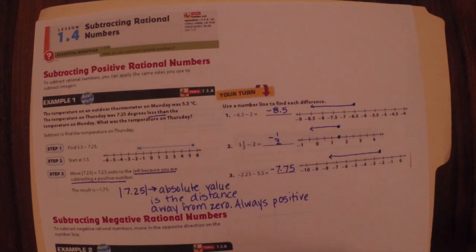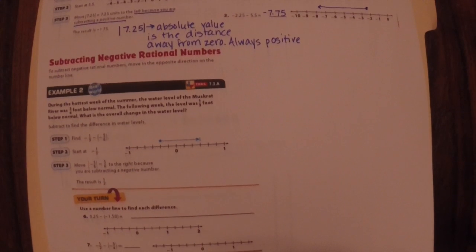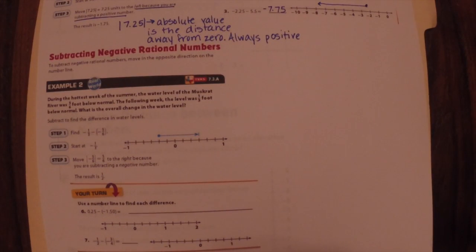That's what you should have gotten for number 3. Again, it's a decimal because it was a problem involving decimals, so it should be a decimal answer. On the next section, we're talking about subtracting negative rational numbers.